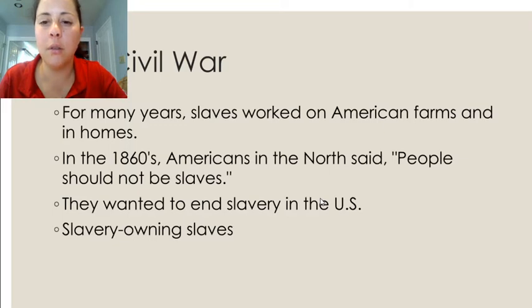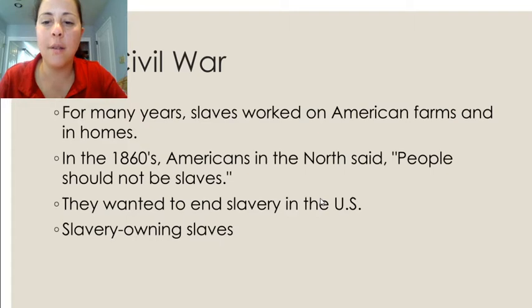Well, you cook, you clean, you wash clothes, right? So this is what the slaves did. They worked on American farms to make sure the food was growing and ready to eat. And they worked in American homes, cooking and cleaning.